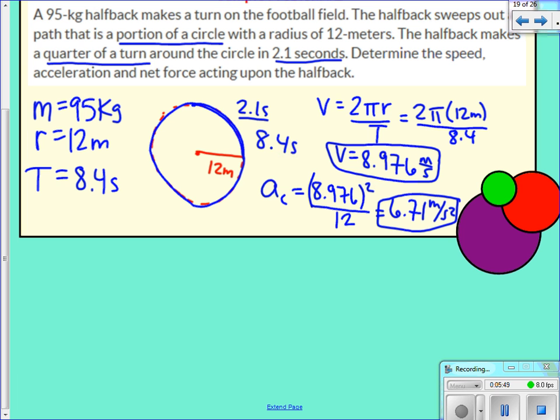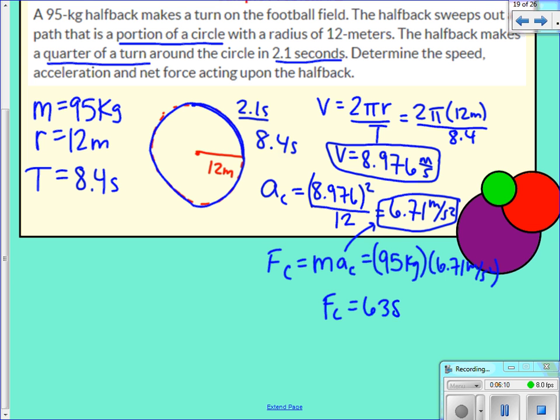And then finally, to solve for centripetal force, that's just going to be my mass times my centripetal acceleration that I found in the previous problem. And so the mass, which is 95 kilograms, times the acceleration of 6.71 meters per second squared, that's going to give me my centripetal force of approximately 638 newtons.